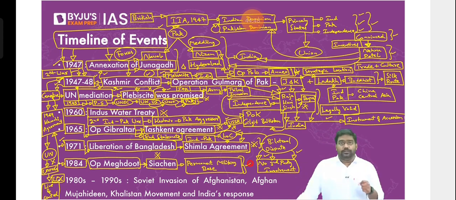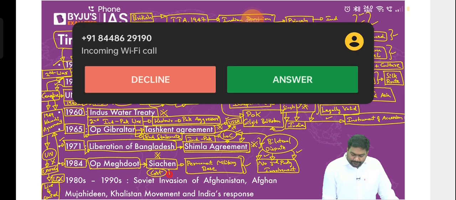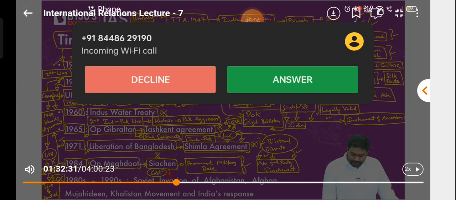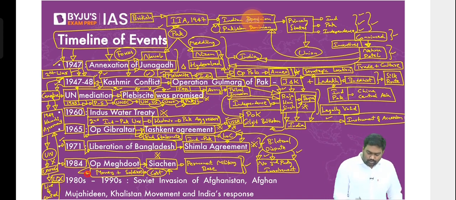This is the world's highest battlefield. This is the world's most expensive battlefield. Both countries are incurring crores of rupees every single day just to maintain the troops over here. The cost involved is extremely high. Both money and the lives of your soldiers are at risk. That is the cost both countries are paying to hold their positions at Siachen.